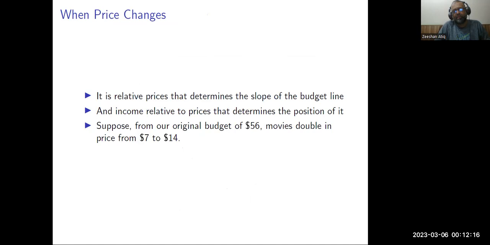Now, what happens when the relative price changes? As you know, the slope of the budget line is the relative price, minus Px over Py. So when the ratio of the price between X and Y changes, that changes the slope of the budget line. It is the relative price that determines the slope of the budget line, and income relative to the price determines its position. Suppose that from the original budget of $56, the price of movies doubles from $7 to $14. So what will happen?